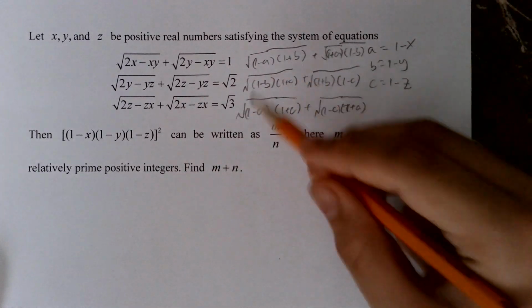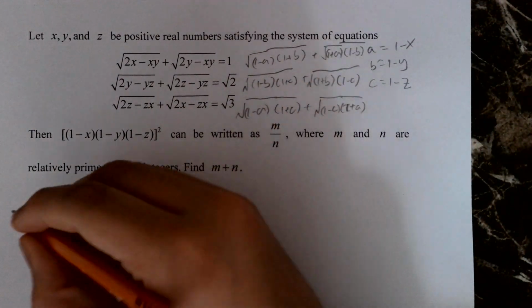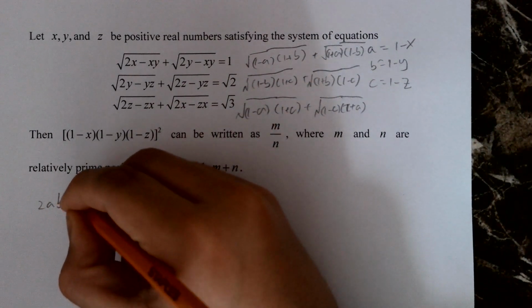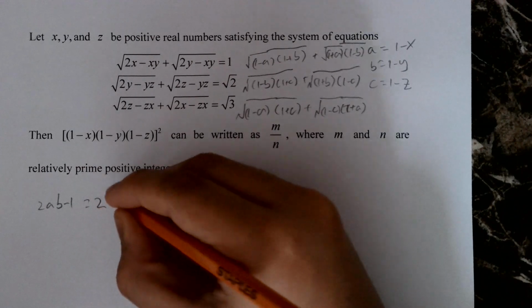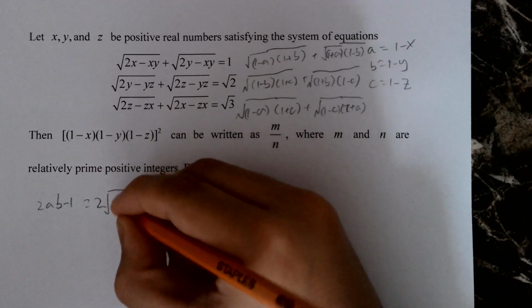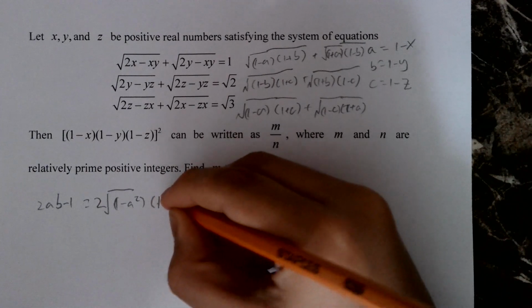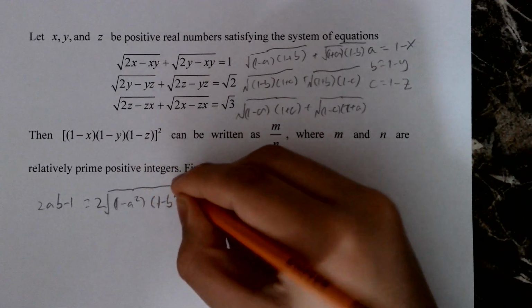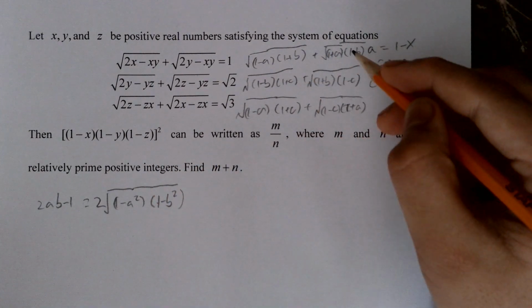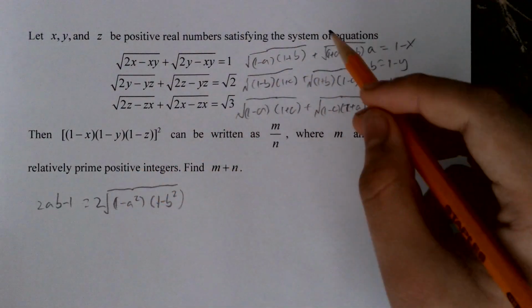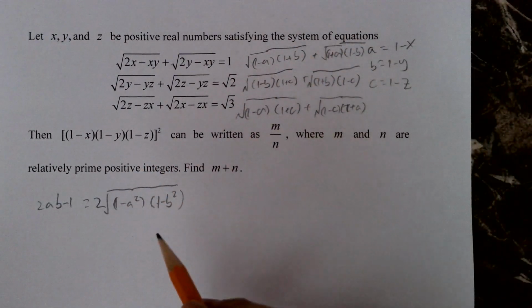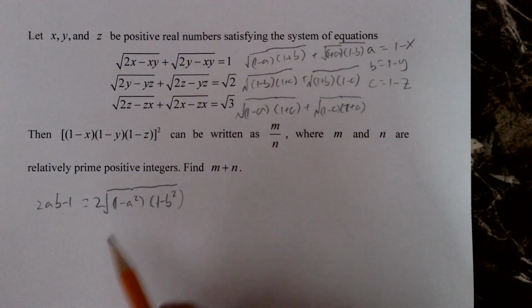So now let's square all 3 of these. I'll write it down here. For the first one, we get 2ab minus 1 equals 2 square root of (1 minus a squared)(1 minus b squared). So I've squared both sides, and then I've moved the part that doesn't have square roots, and I've moved the rest to one side. We'll be repeating this for the other two.